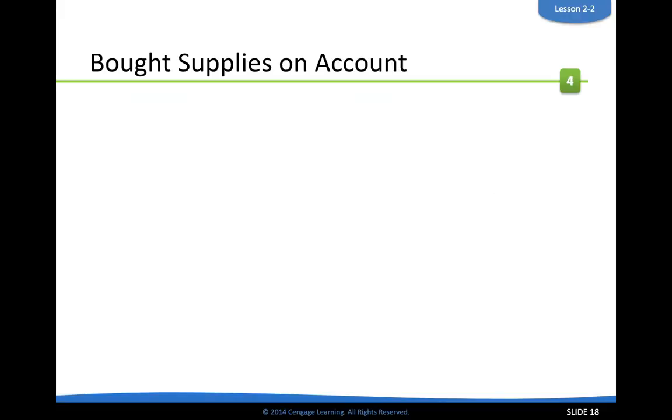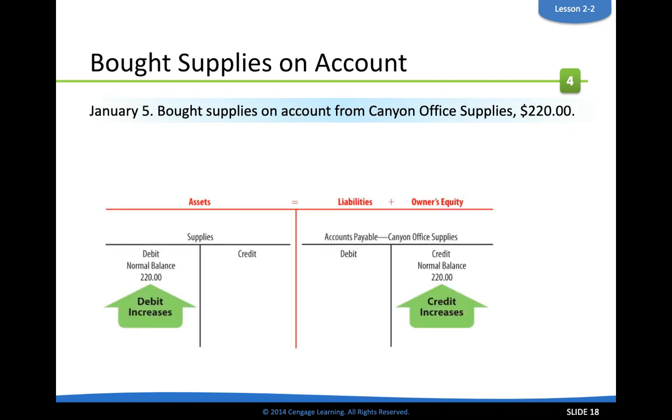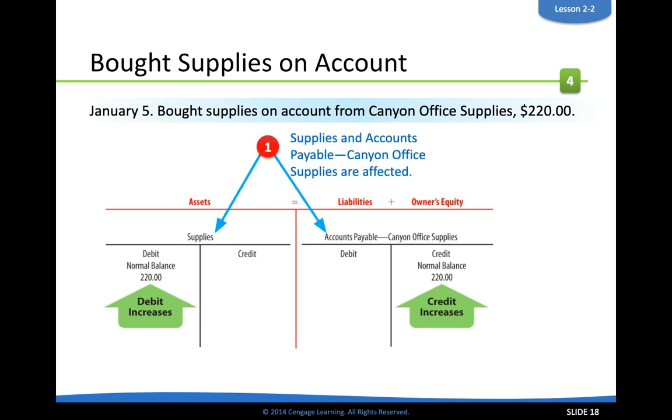Bought supplies on account. So now we're back on both sides of the accounting equation. When you buy supplies on account, question number 1, what accounts are affected? Supplies, which is an asset account. That's question number 2. And accounts payable to Canyon Office Supplies. So when Michael Delgado or Delgado Web Services buys supplies on account, they're not paying cash for them right up front. They're still getting the supplies, and they are going to pay back Canyon Office Supplies later.